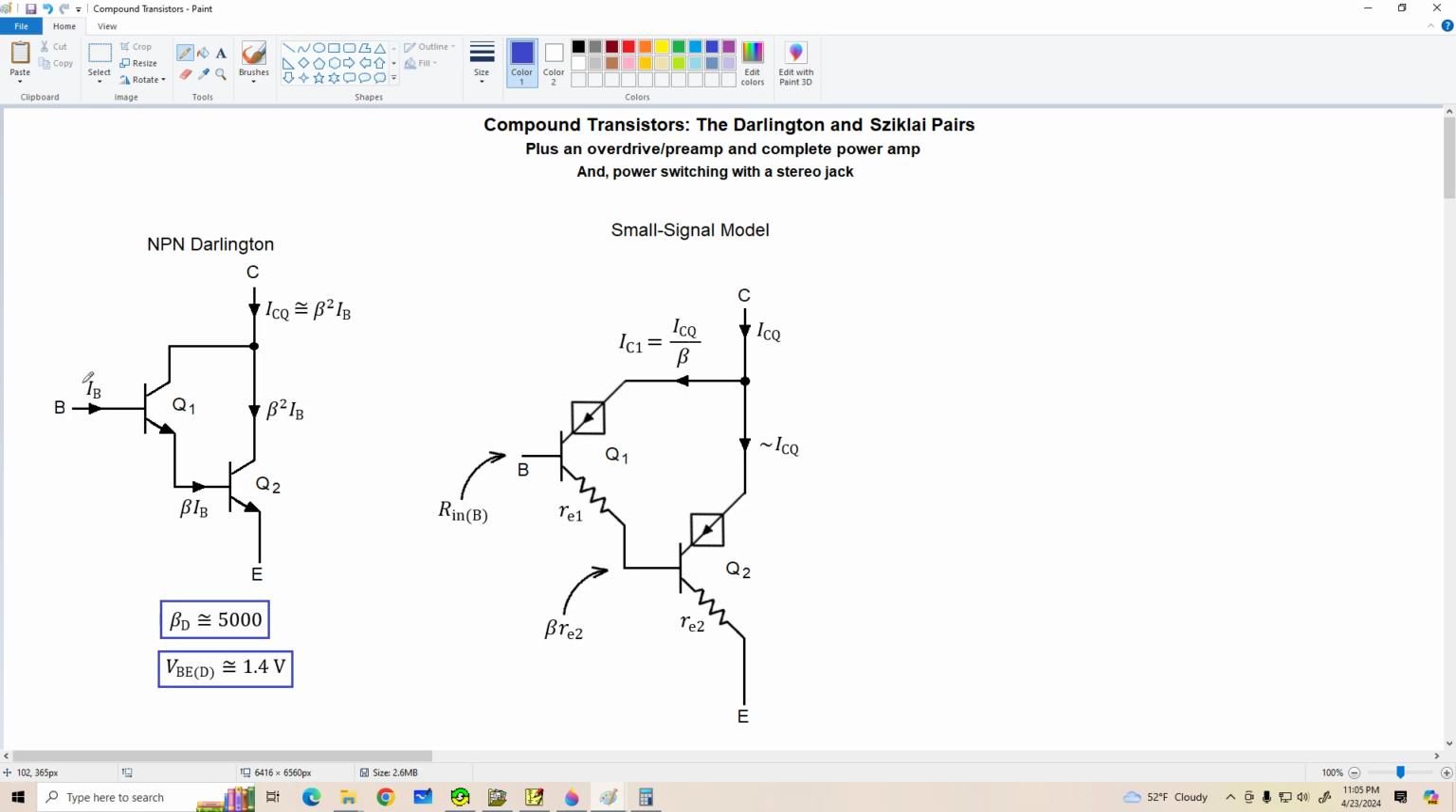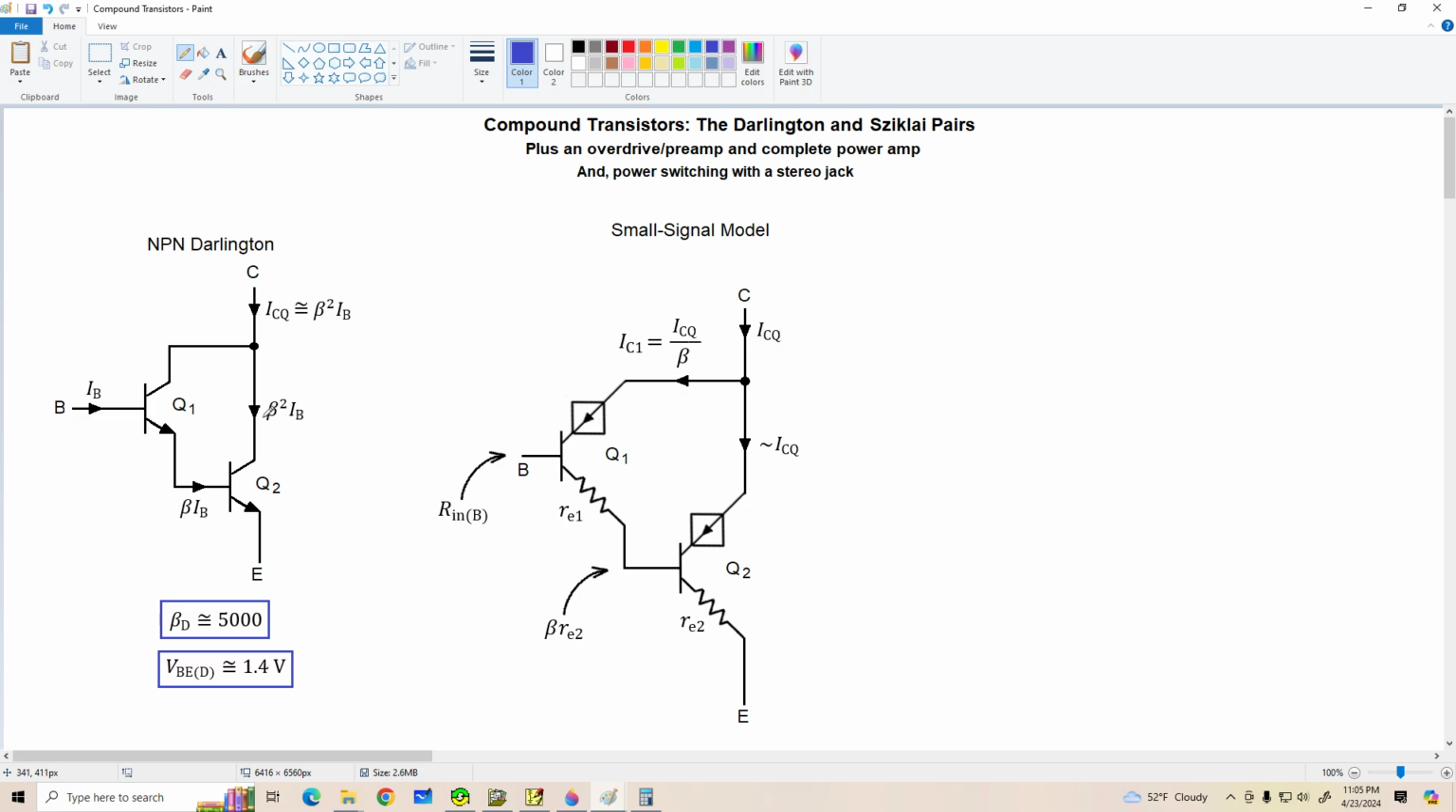Okay, so starting with the base current, we can see that the emitter of Q1 is going to have a current that's about beta times larger. That supplies the base of Q2, so Q2's collector current is beta squared times the original base current. We're assuming that beta for Q1 equals beta for Q2. That allows us to write beta squared, which makes the algebra a little bit nicer later on.